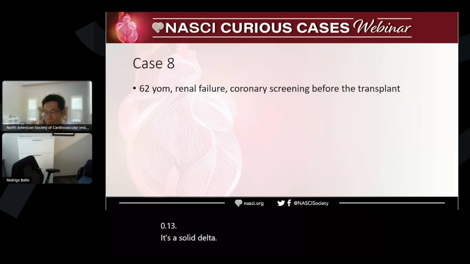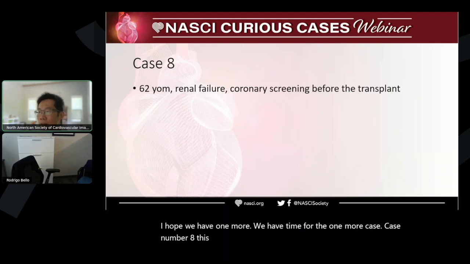Okay, I hope we have time for one more case. Case number 8. This is a 62-year-old with renal failure, undergoing coronary screening before a transplant.